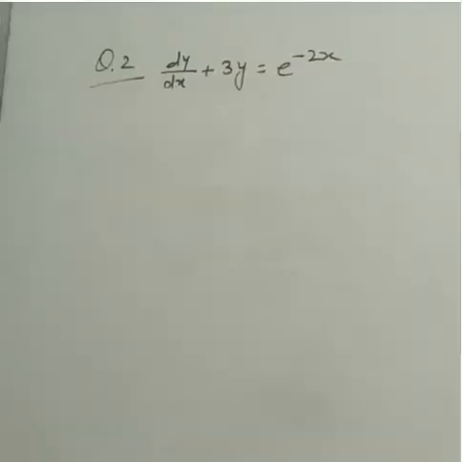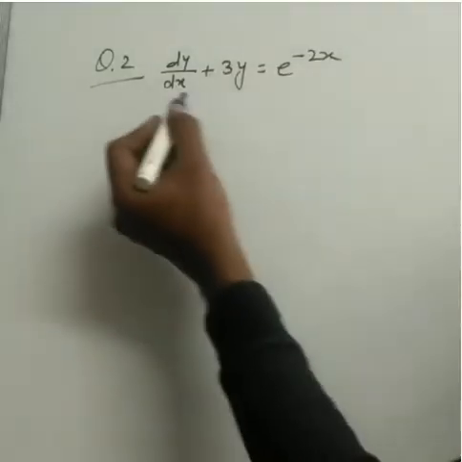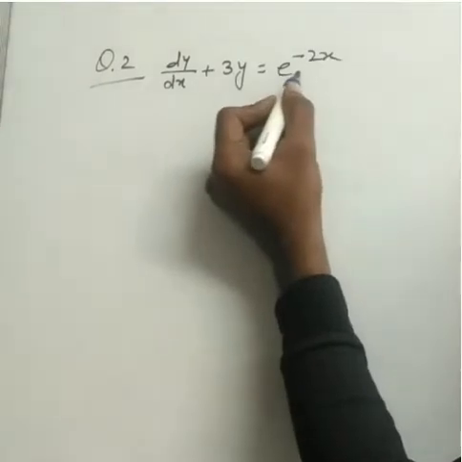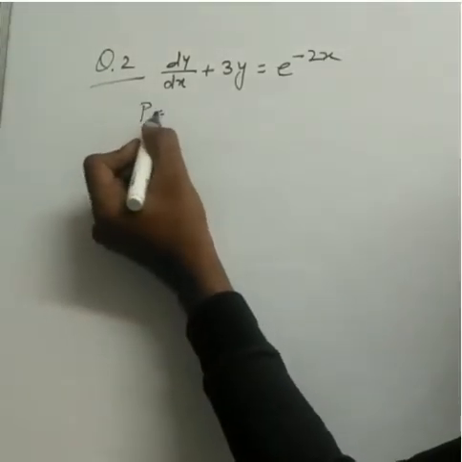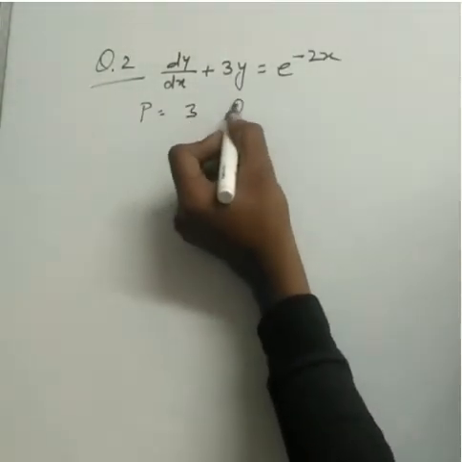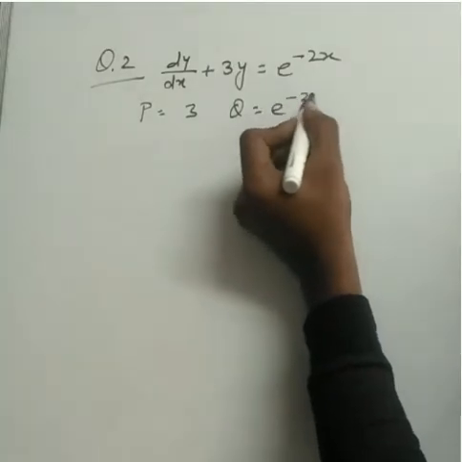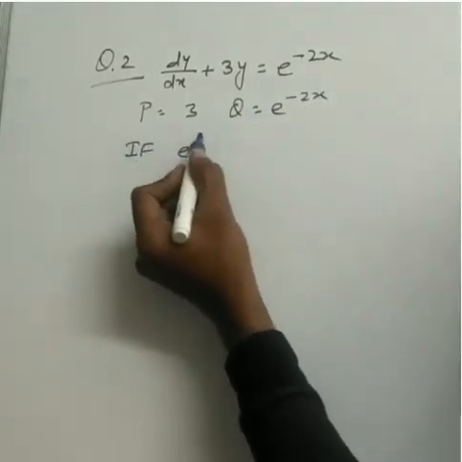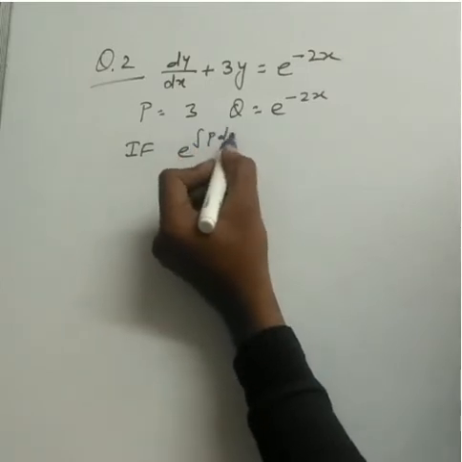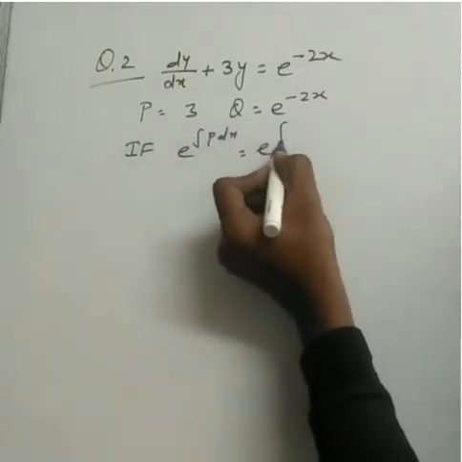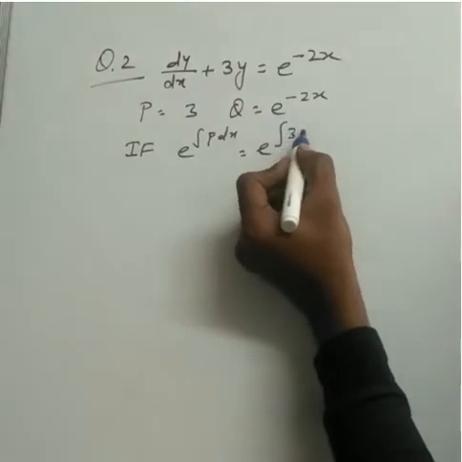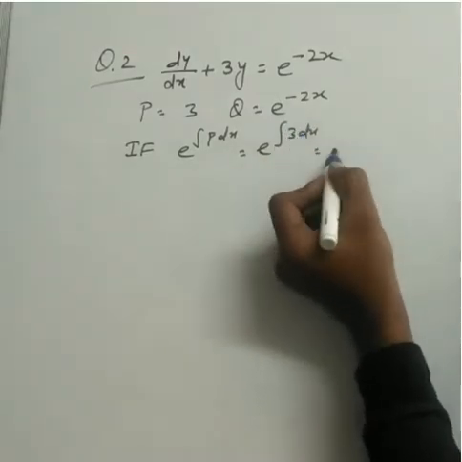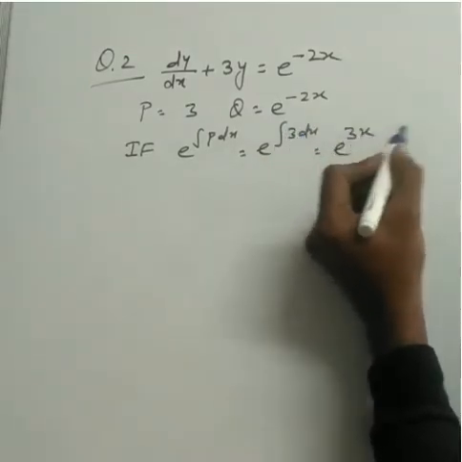We have to integrate this function. This is a linear differential equation. P is 3, Q is e power minus 2x. IF is e power integration of P dx. P is 3 and dx. Integration of this is 3x.